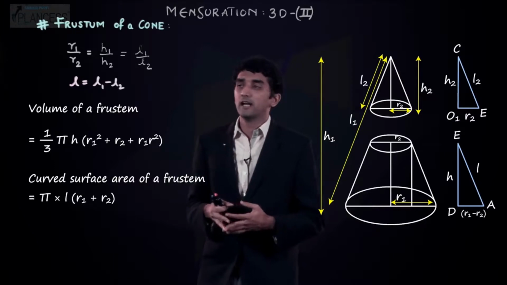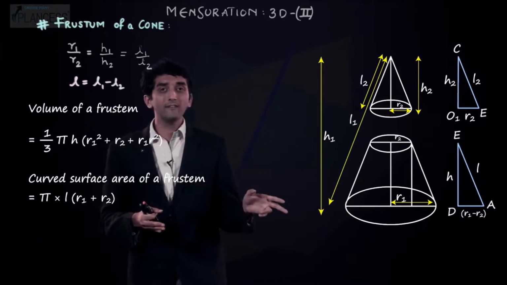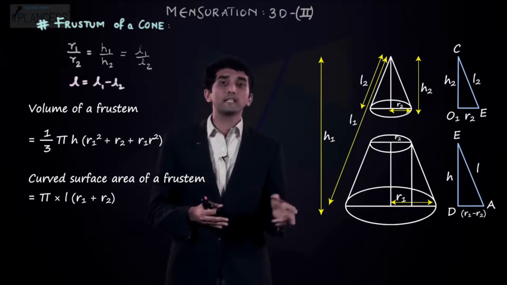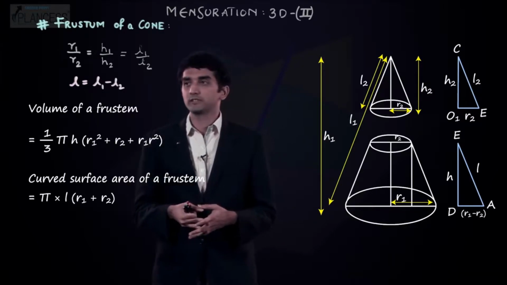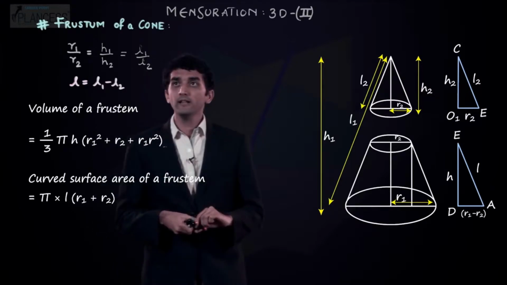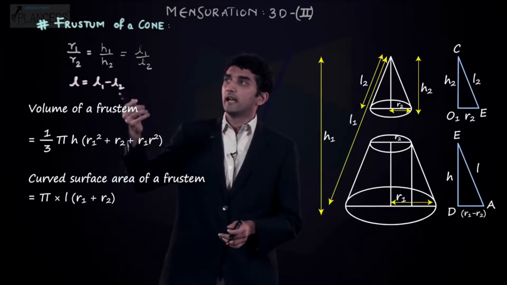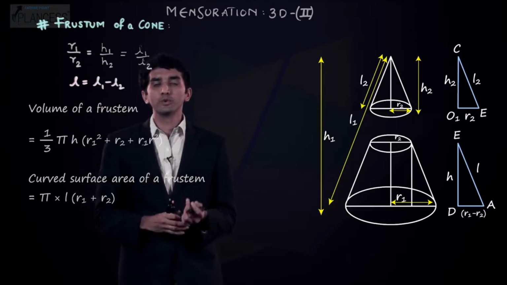So let's understand how we are going to derive these two particular formulas, basically the volume of the frustum and the curved surface area of the frustum. So now let's move ahead and try to figure out how we are going to use them.